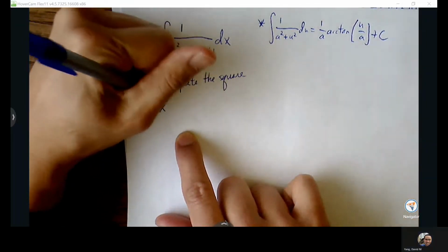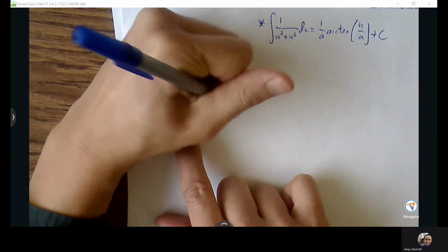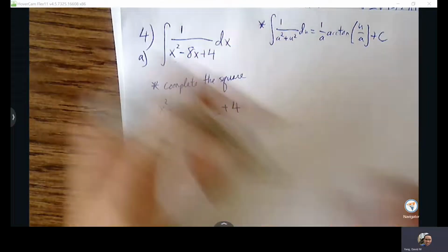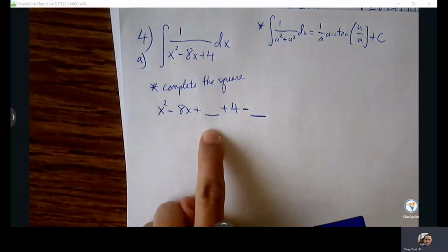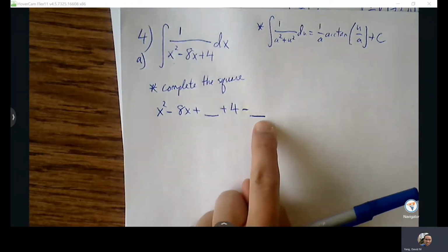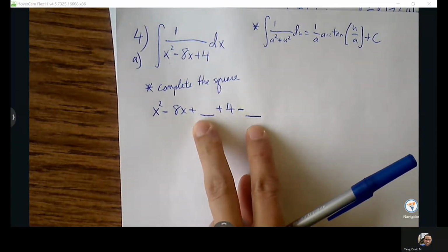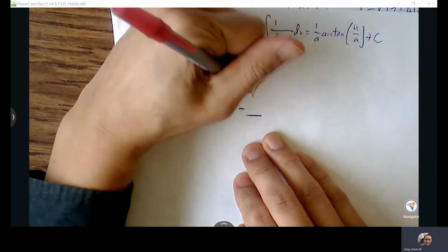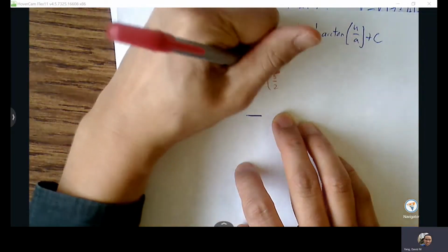Okay, so we're always going to introduce 2 blank spaces into the problem. One is going to come after the first 2 terms. Another one is going to come after the last term. The first term will be positive and the second will be negative. Okay, what goes in those spaces? What's the formula? B over 2 squared. B over 2 squared.